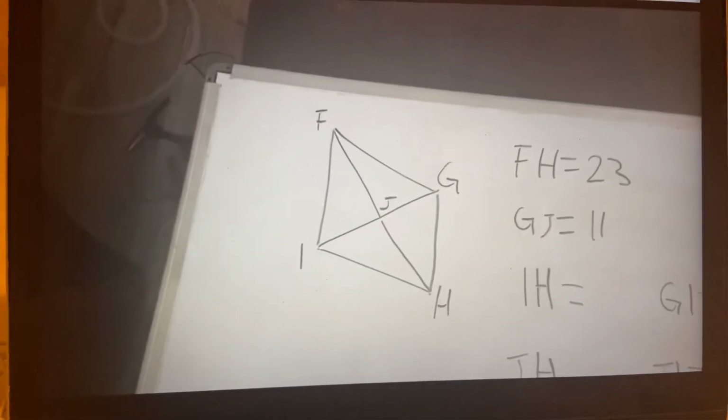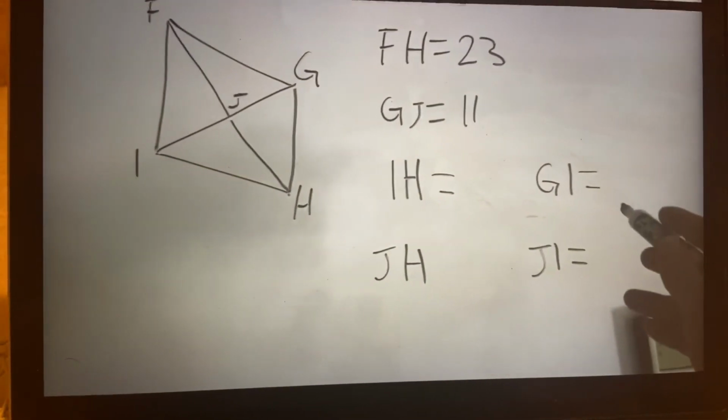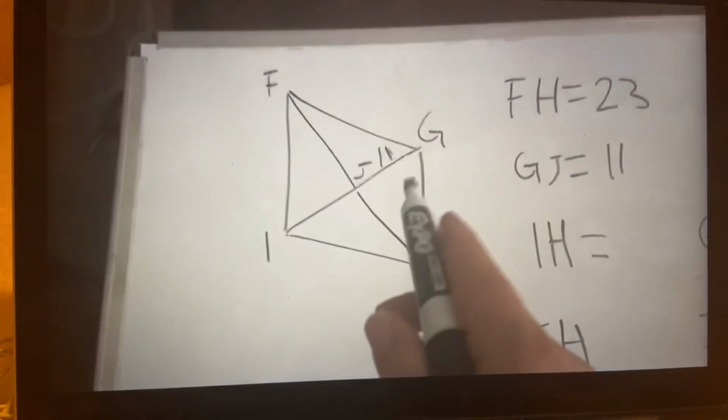Okay? So first of all, let's discuss this. Looking at GI, knowing that this side length right here is 11. Let's try this. Try to make it a little darker here.